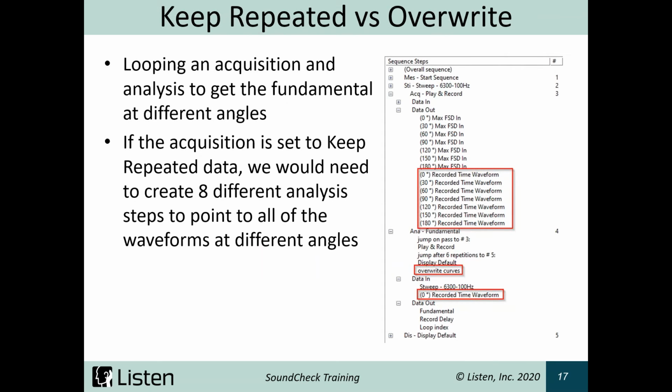So let's actually look at a sequence that we've kind of been talking about. I'm looping an acquisition and analysis step to get fundamentals of different angles. I want to get 0 degrees, 30 degrees, 60, 90, etc., up to 180. It's just a very simple sequence. I define a stimulus. I have an acquisition and analysis, steps 3 and 4, and I want to loop steps 3 and 4 a set number of times to try and get my data out.